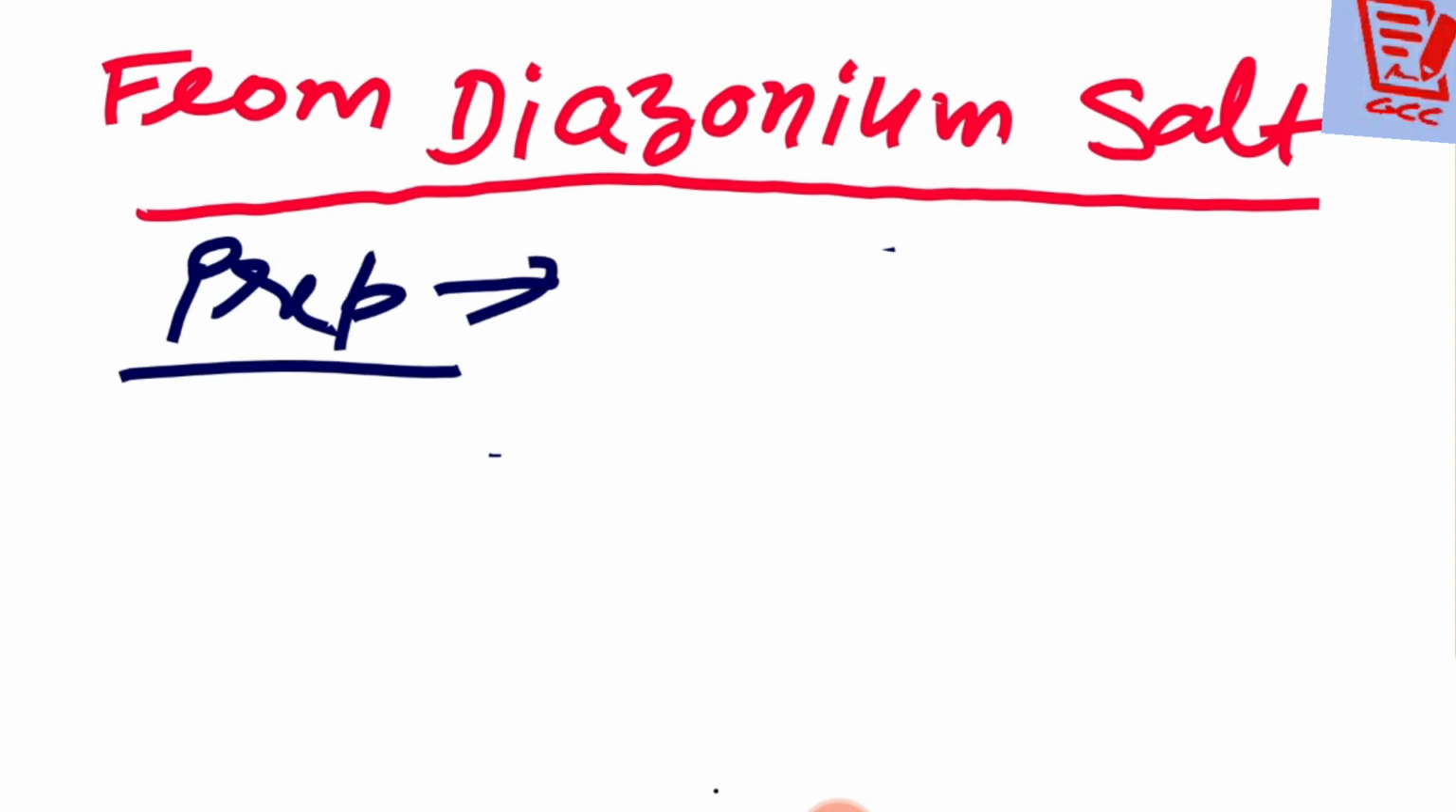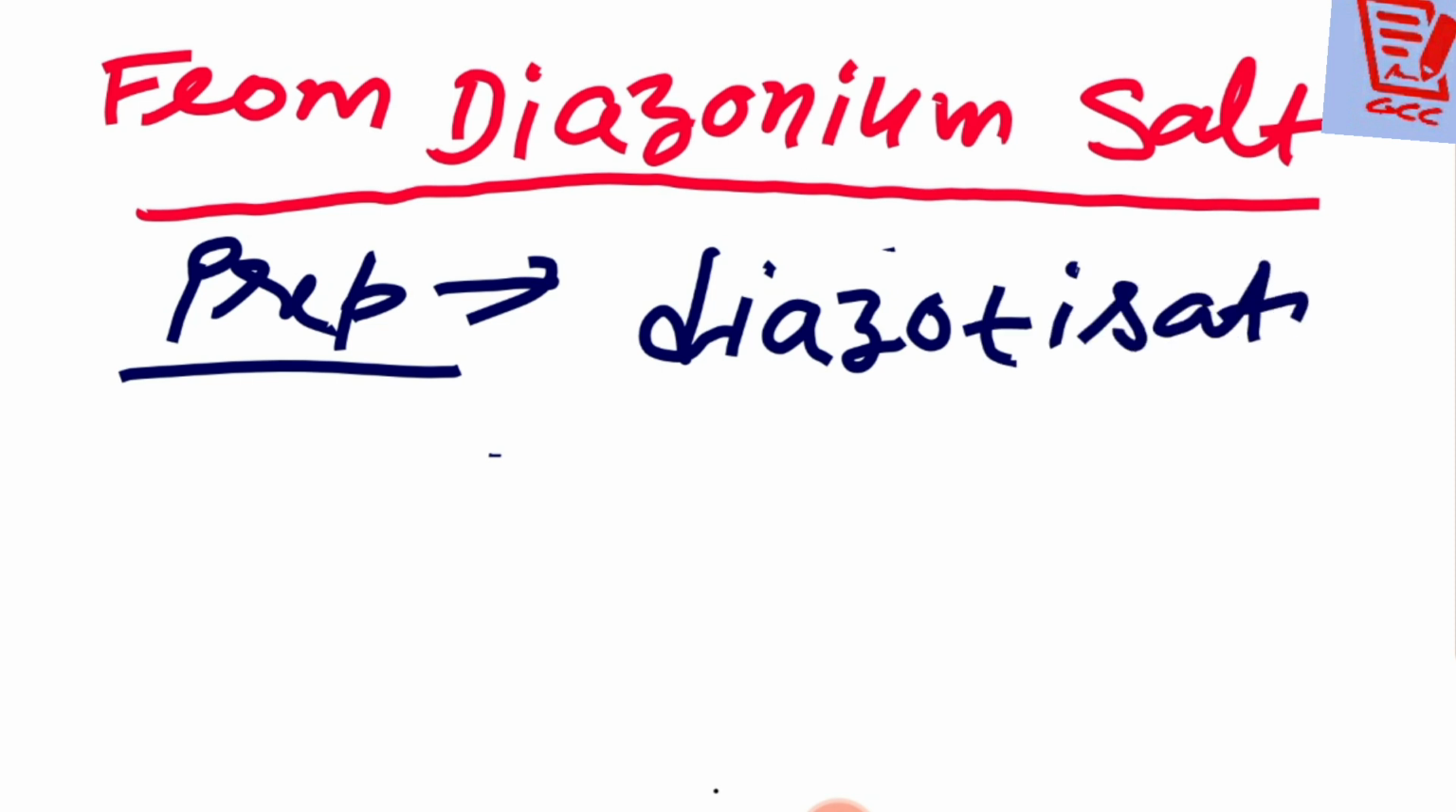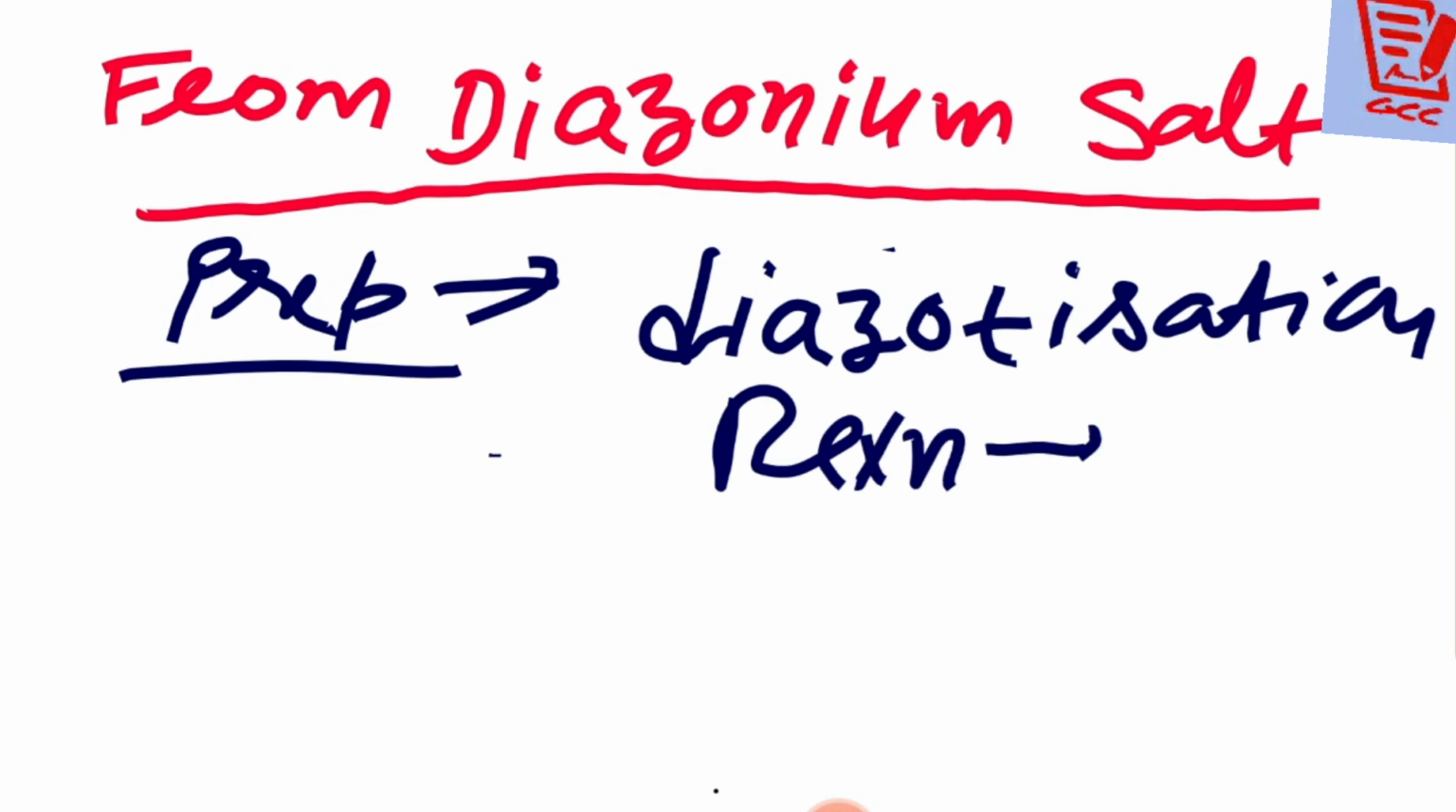And the preparation that we will do of this diazonium salt is called the diazotization reaction. What do you call it? Diazotization reaction. It's a very important reaction and it is used further also. What is the name of the reaction? Diazotization reaction. Now what are we doing in that? Why is it called the diazotization reaction?